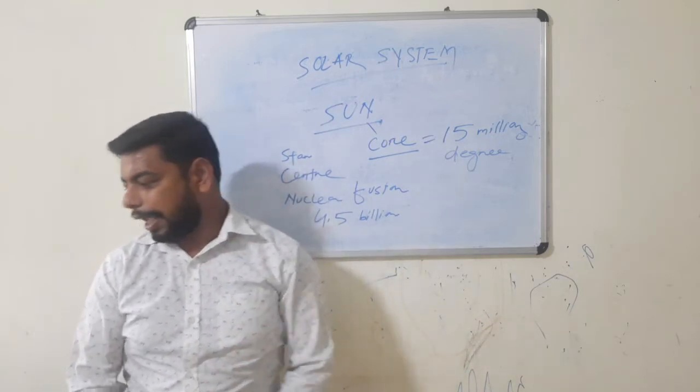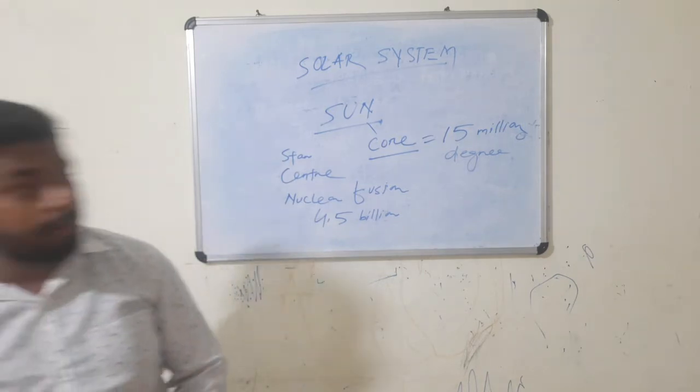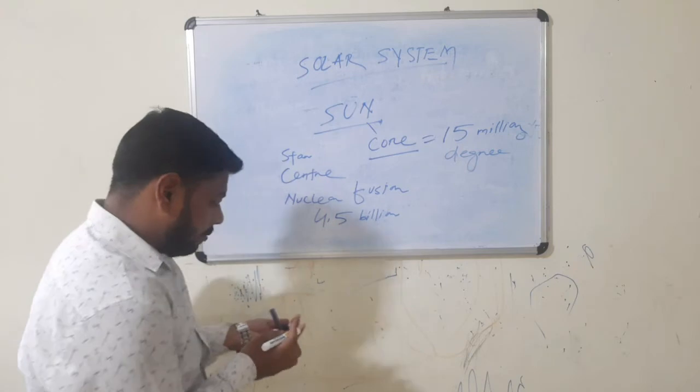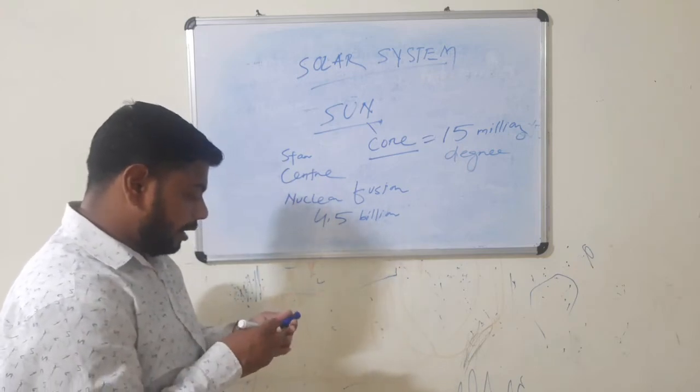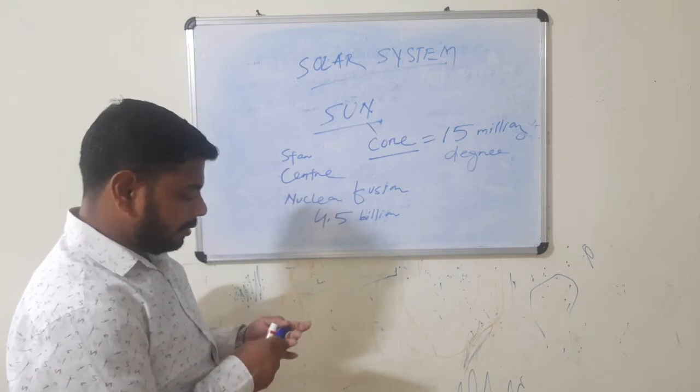Right, okay. Next, which one will we read? The very important property of the sun is the magnetic field. What is that? Magnetic field.